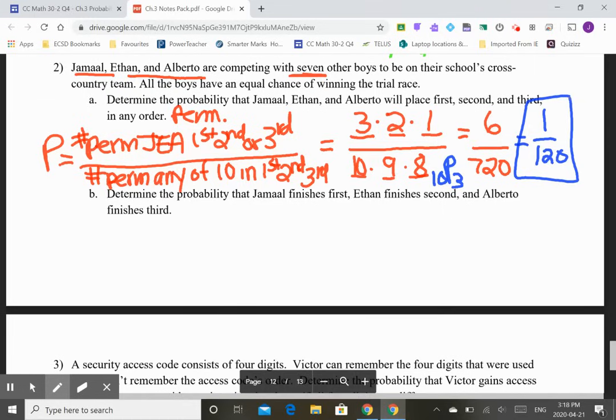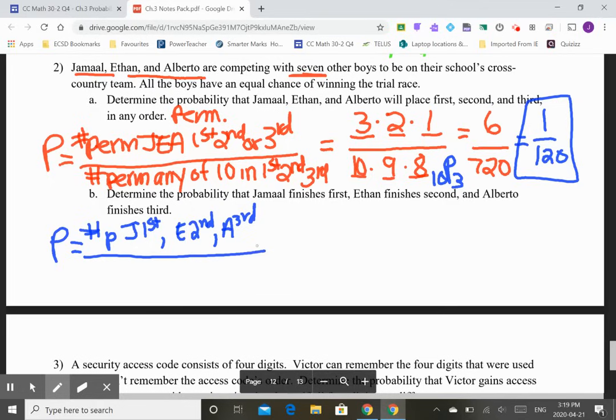Determine the probability that Jamal finishes first, Ethan finishes second, and Alberto finishes third. So we're still talking about probability here. We are still talking about arranging, and we're talking about specific positions and specific order. So our number of favorable outcomes comes from our restrictions in the question. And so our restrictions here are a little bit tighter now. We want the number of permutations where Jamal is first, where Ethan is second, and Alberto is third.